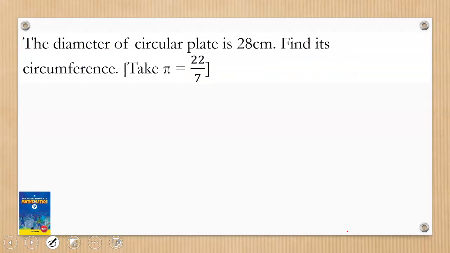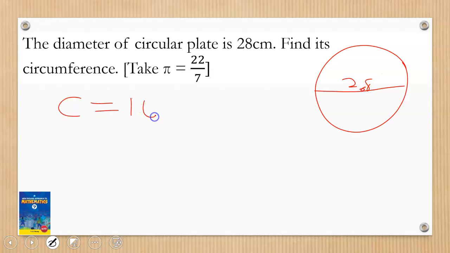So if we have a question like this, the diameter of a circular plate is 28 centimeters. Let's call this a circular plate. The diameter simply means the distance between 2 points on the circumference passing through the center of the circle. So if this is a circular plate and the diameter is 28 and we want to find the circumference, we know it is pi times d.